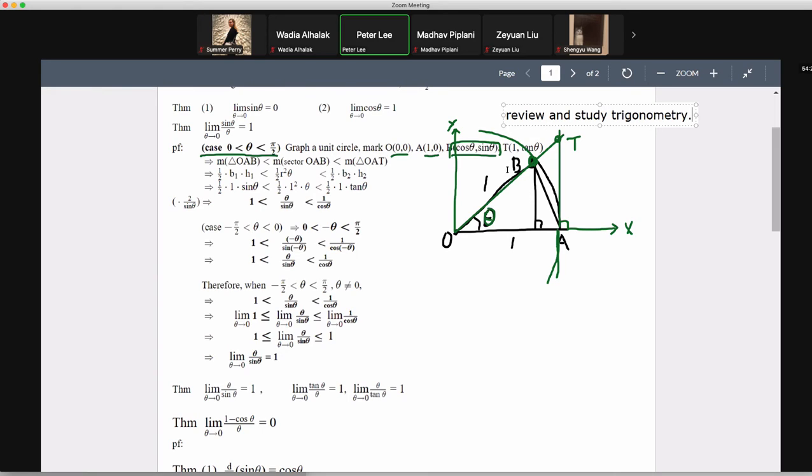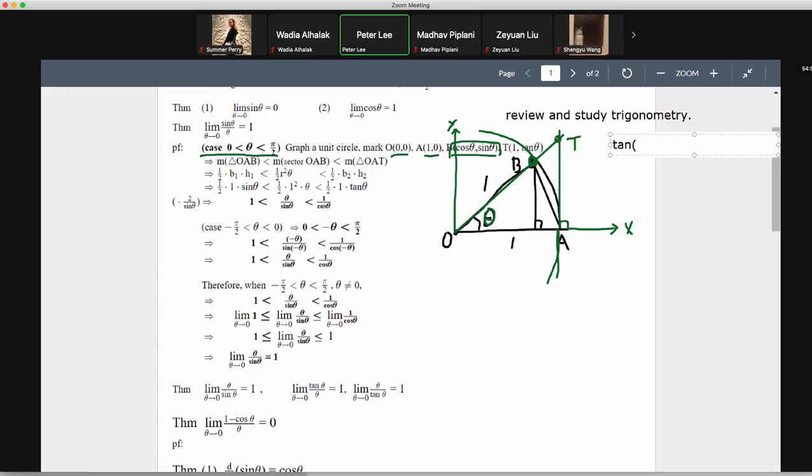Okay, so anyway, and then T, what is the T right there? If you look at the T, what is the x coordinate? The x coordinate of the T is 1, as you can see, because the point A is 1, 0. The radius of this arc sector is 1. So the x coordinate of T is 1, and then now what is the y coordinate? The y coordinate happens to be tangent theta, because if you look at the triangle there, what is tangent theta?